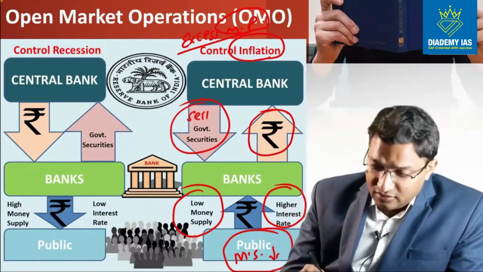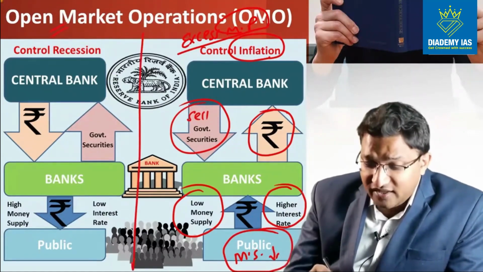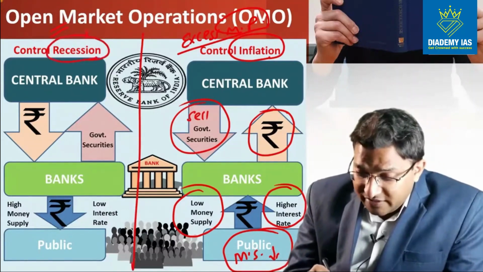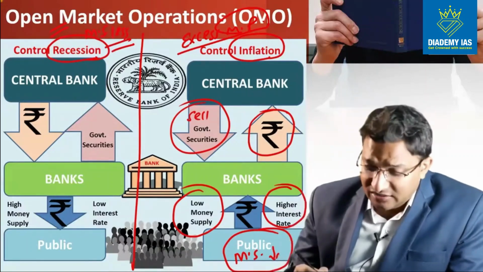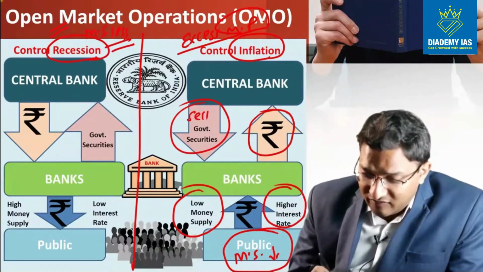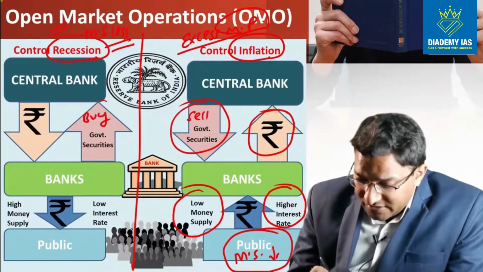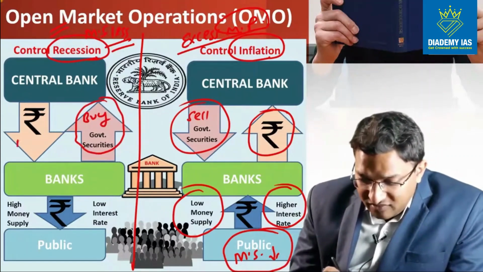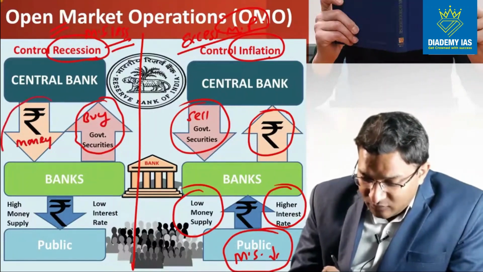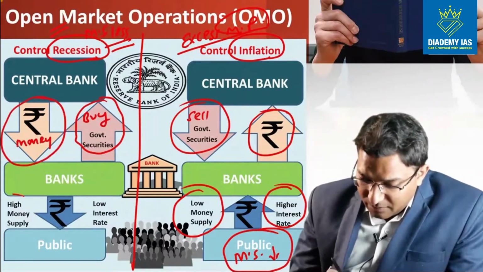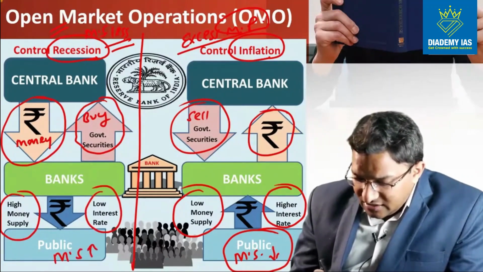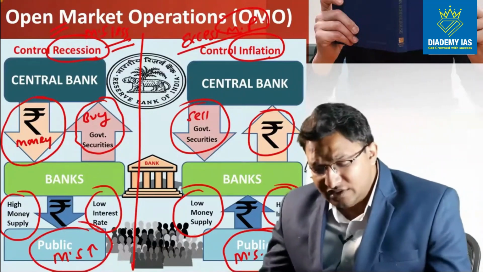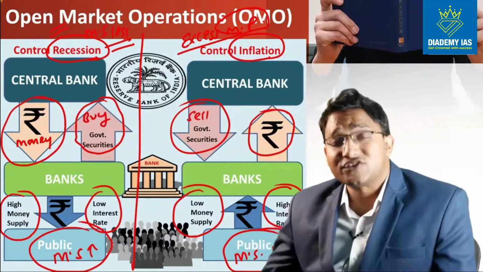The other case is given on this side. If there is recession, that means the money supply is less, so the liquidity should be increased. In this case, what will the central bank do? The central bank will buy the government securities from the banks and the money will be given to the banks. When the banks have more money, they can give this money to the public and they can also reduce the interest rate. Ultimately, the money supply with the public increases, and this is how the open market operations directly impact the volume of credit in the market.